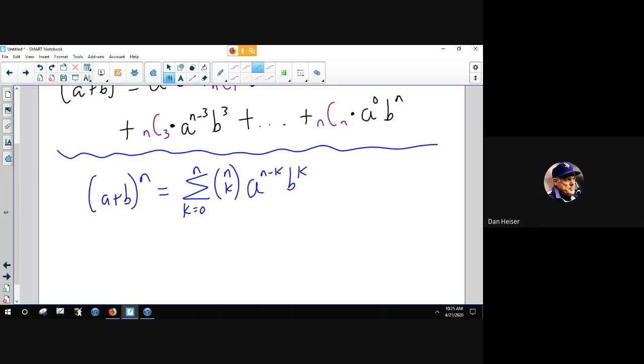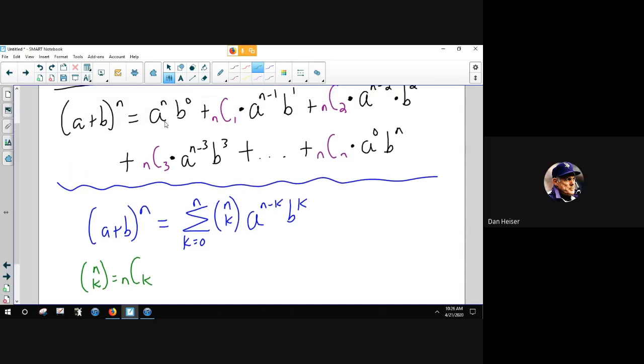Now what does this mean? N choose k. Well, it's something you've already seen before. N choose k is equal to NCk. So you've seen it. It's an alternate way to write a combination. K is 0. That means n choose 0. NC0. Well, that's 1. A to the n minus 0. That's a to the n. B to the 0. And lo and behold, there's our first term.